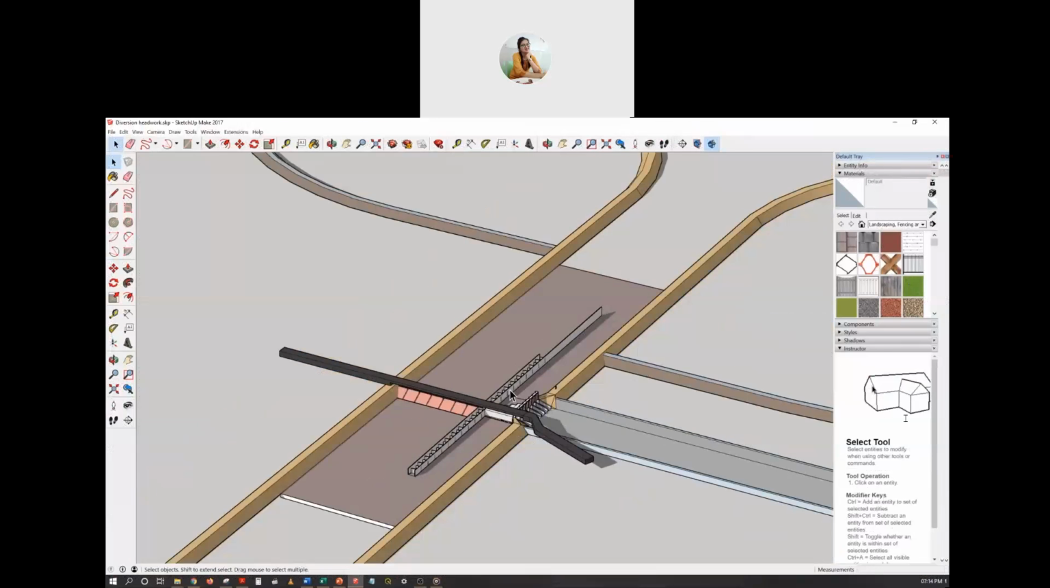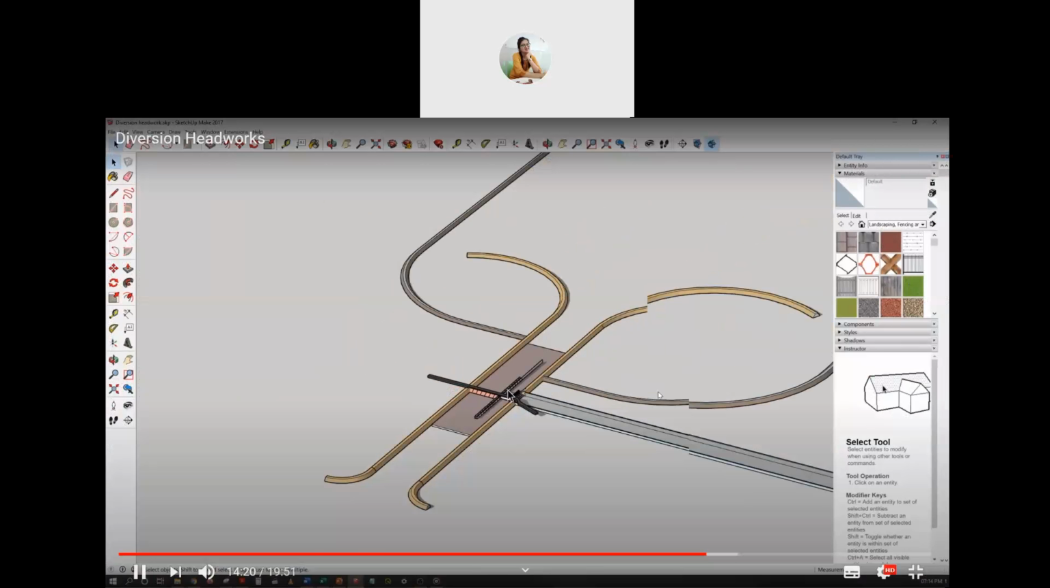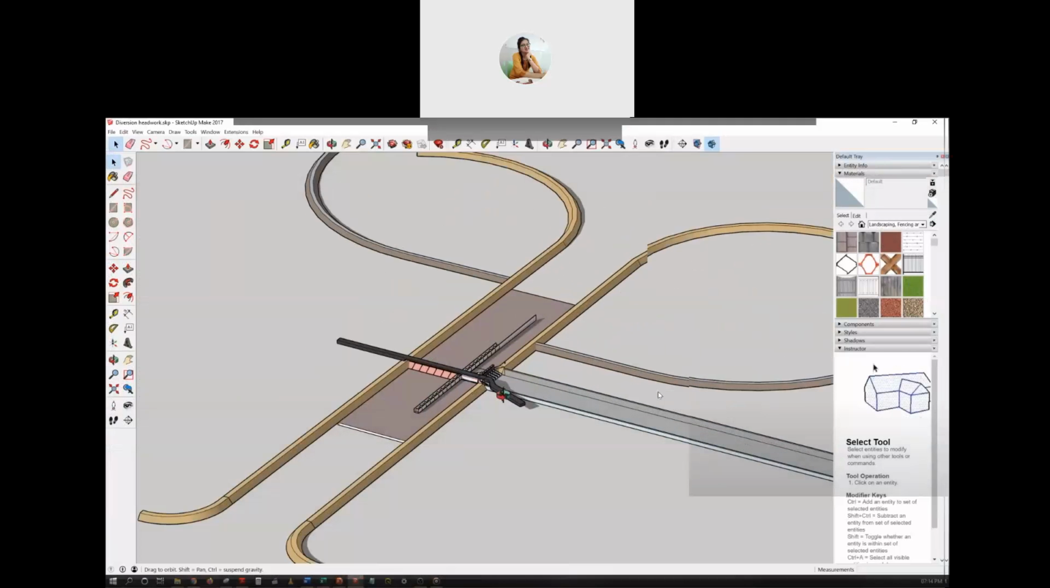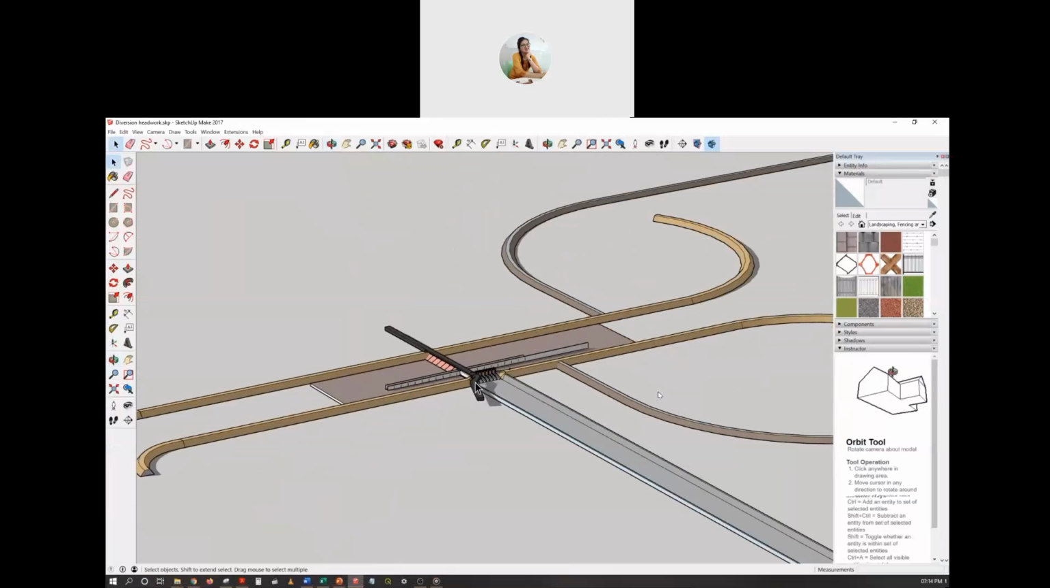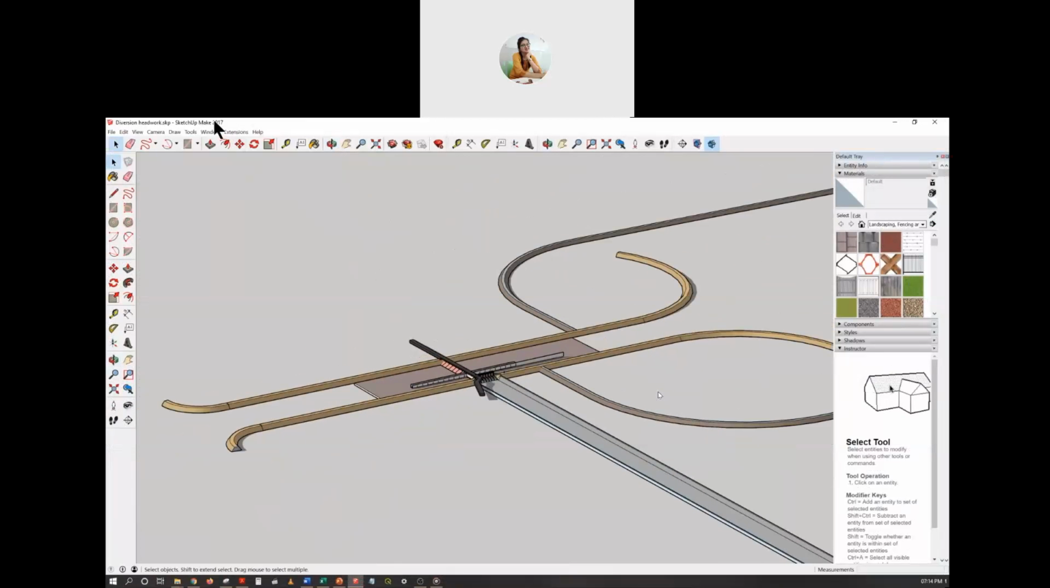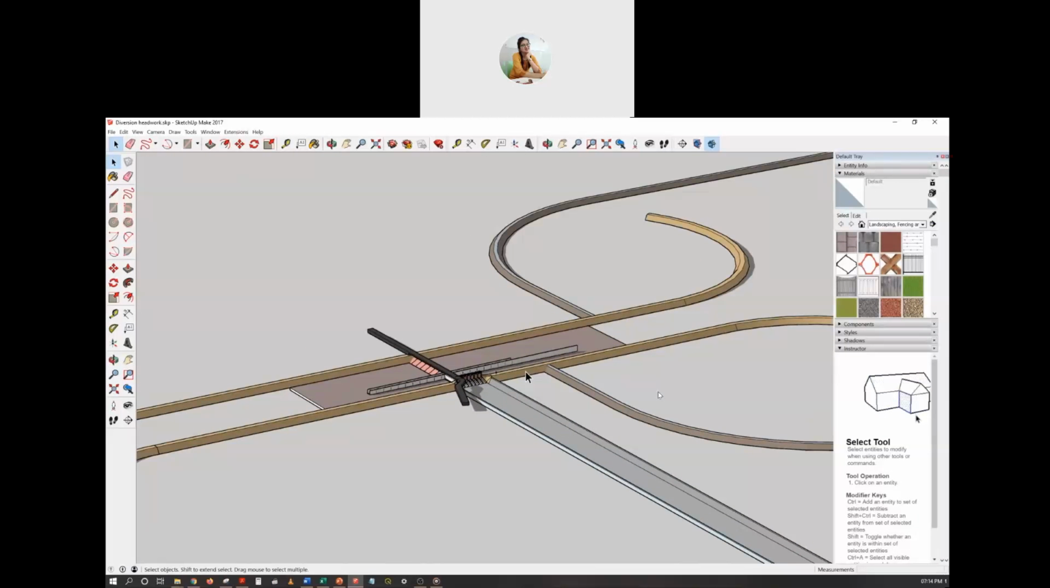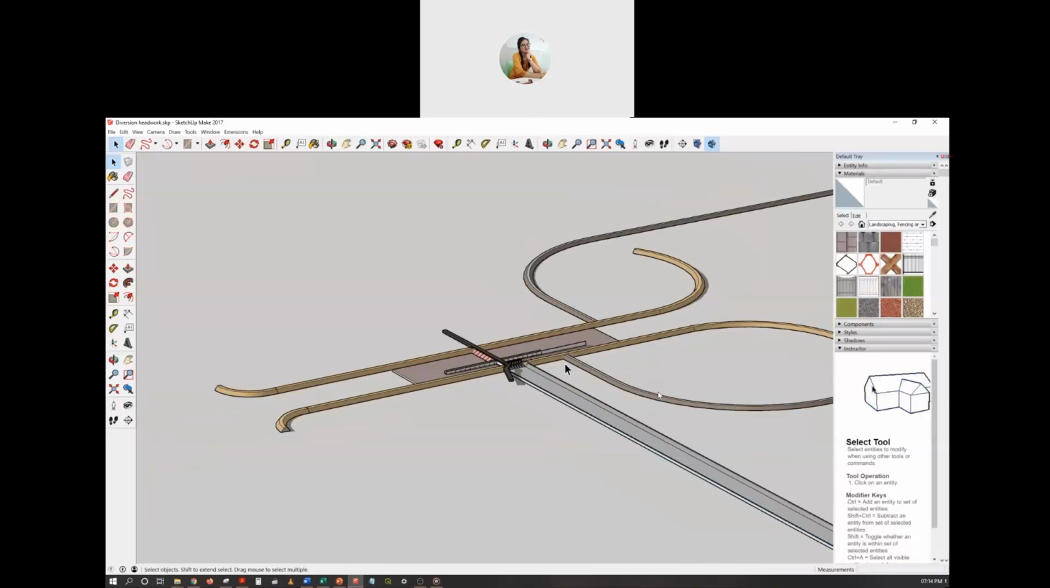So this is what a diversion headwork looks like. I'll share this file with you, and this is prepared using a software called SketchUp. This is SketchUp Make 2017. It's a free software where you can draw some kind of 3D diagrams. It may be useful for you also. It's very simple and easy to use actually.